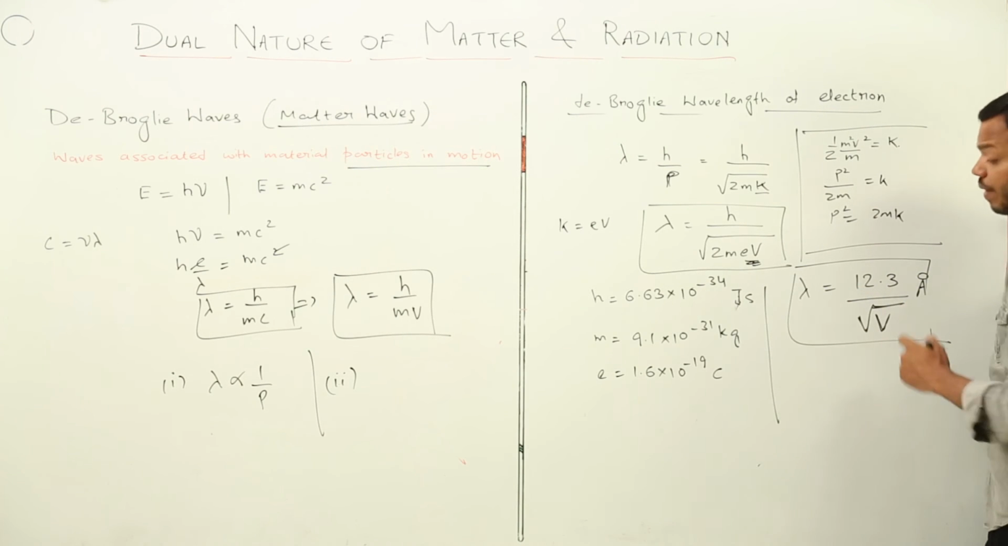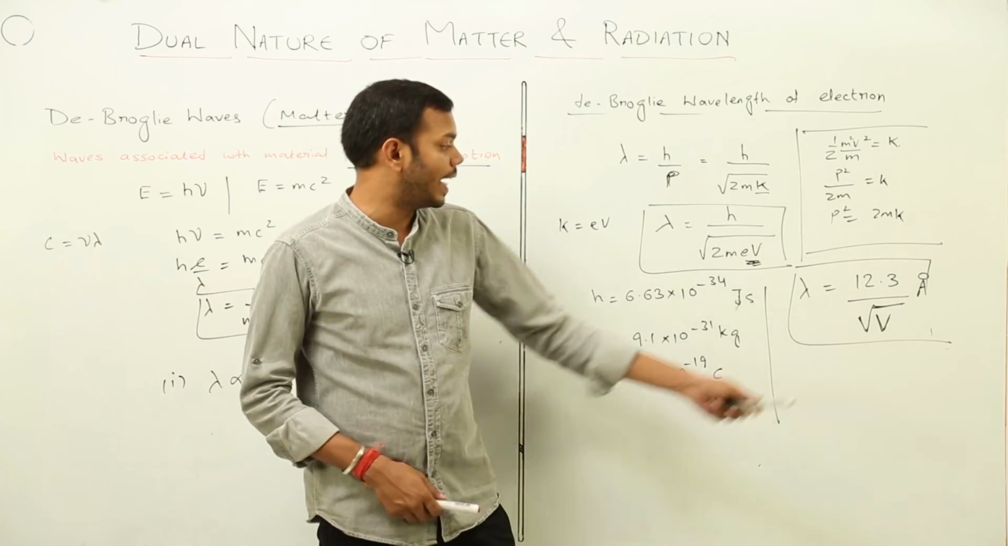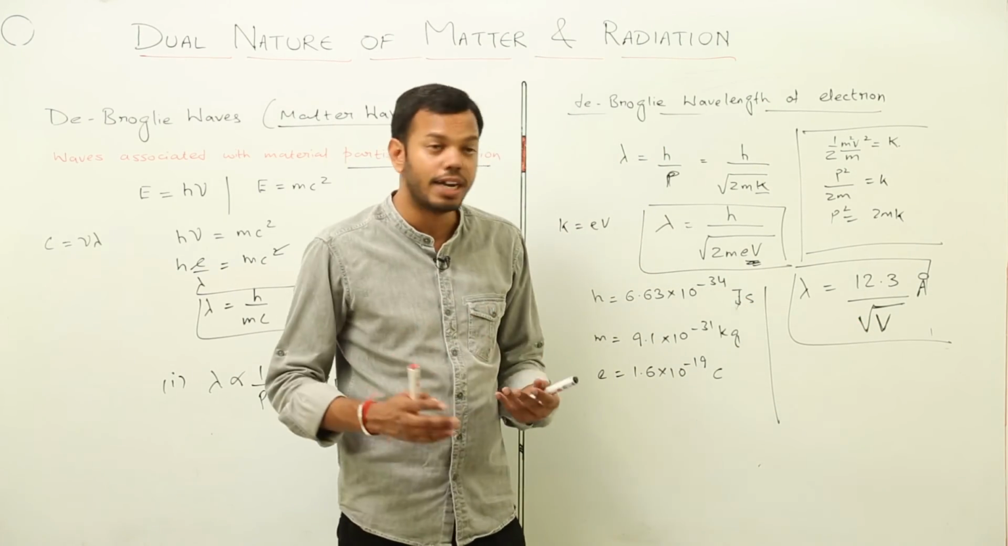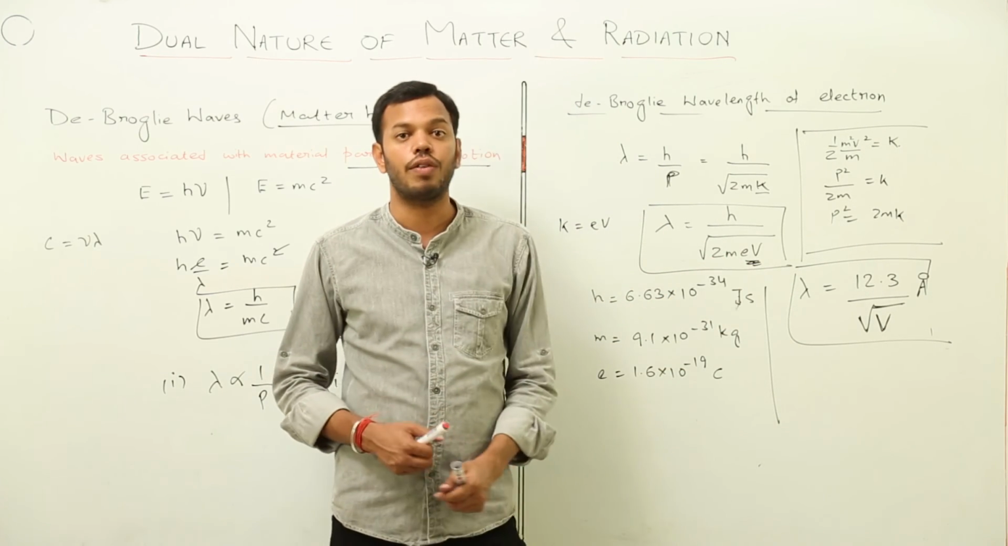So here if I am accelerating the electron with any particular voltage, for example 10 volt, I can put the value of 10 here. If I am accelerating the electron by 100 volts, I can put 100 here, and that is how we will find out the de Broglie wavelength of an electron.